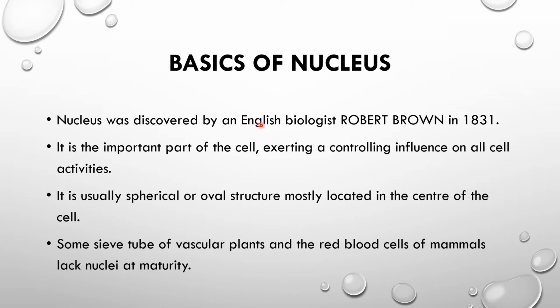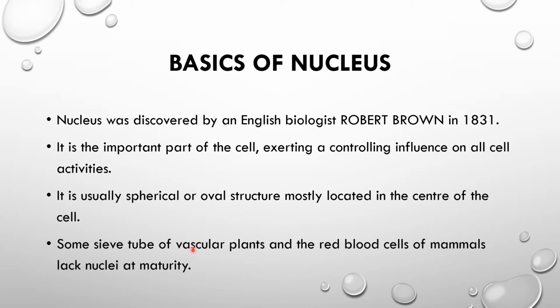The nucleus was discovered by the English biologist Robert Brown in 1831. It is an important part of the cell, exerting a controlling influence on all the cell activities. It is usually a spherical or oval structure, mostly located in the center of the cell, but in the plant cell they are at the periphery, that is, eccentric.